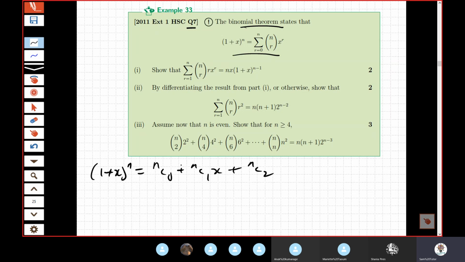This means sum, so plussing. And all you're doing is start from 0, and then n choose 0, you replace the r, and then x to the 0. Then you go with the next number, 1. N choose 1, x to the 1. N choose 2, x squared, plus n choose 3, x cubed, plus all the way until n choose n, your last one, x to the n. Anyone not sure how to expand that using sigma notation?